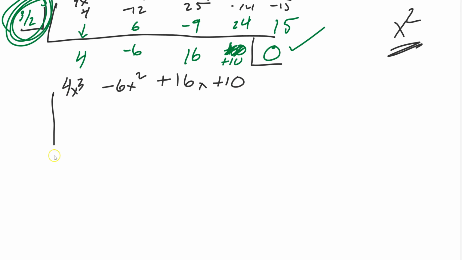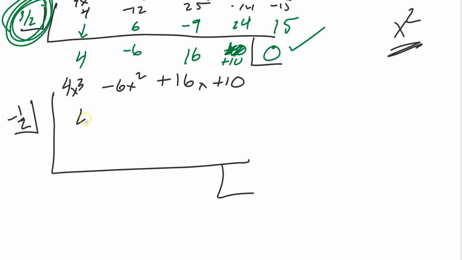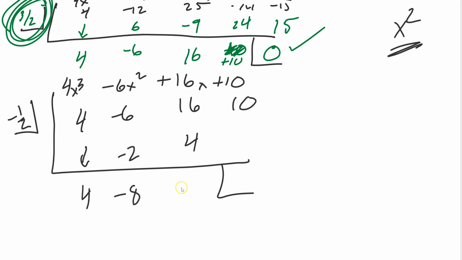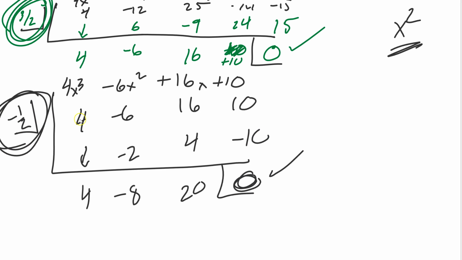So again, I'm going to use my answer. I'm not going to go back to x to the 4th. I'm going to move on from what we have. I'm going to try negative 1 half. I feel good about this one too. So 4, negative 6, 16, and 10. Bring the 4 down. Multiply across, so I get negative 2. Add down, negative 8. Multiply across, I get positive 4. 20 times, I get half. Negative 10, another 0. Rolling. So now we found 2 solutions, 3 halves and negative 1 half.